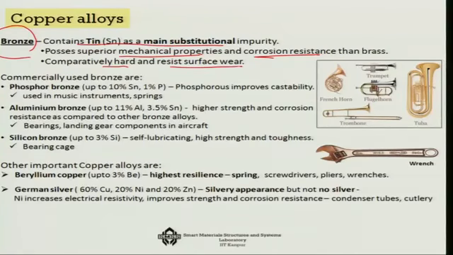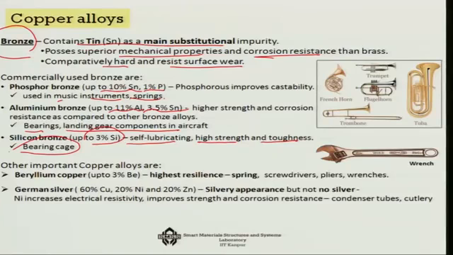For example, if you use the phosphor bronze, about 10% tin and 1% phosphorus, then it is used in music instruments and springs, because it has a very good castability. If you go for aluminum bronze, about 11% aluminum and 4% tin, you get a high strength and corrosion resistance and it is used in bearings, landing gear components, etc. If you go for about 3% of silicon bronze, it is self lubricating, with high strength and toughness, and hence it is generally used for bearing cages.